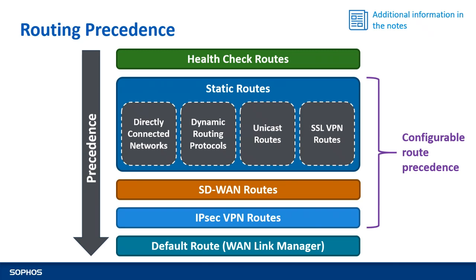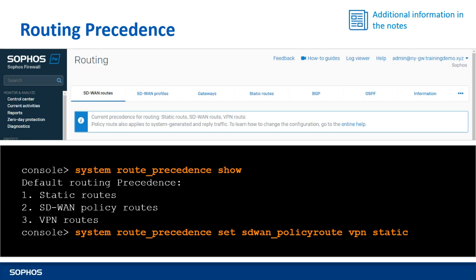The precedence of the routes, the SD-WAN routes, the VPN routes, and the static routes can be modified on the command line. However, winning as a static route depends on the route-specific administrative distance and metric. At the top of the WAN page, the current route precedence is displayed. This can be checked and modified via the console using the system route_precedence command.